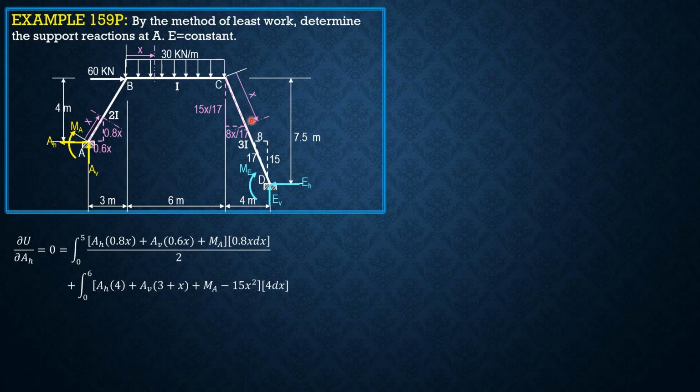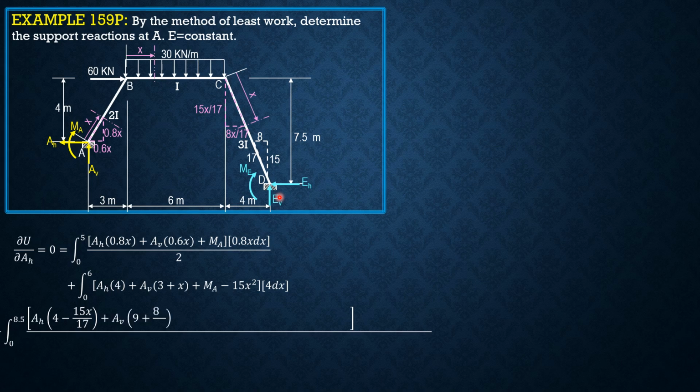Over I only. Then for the last, integral of AH times quantity 4 minus 15x over 17 plus AV times 9 plus 8x over 17 plus MA plus 60 times 15x over 17, then minus 30 times 6 times quantity 3 plus 8x over 17, from 0 to 8.5, the length of member CD is 8.5, and the partial derivative with respect to AH of this moment equation is 4 minus 15x over 17 here, then all over 3I, because the moment of inertia is 3I. So the integral here is equal to 40 over 3 AH plus 10 AV plus 5 MA.